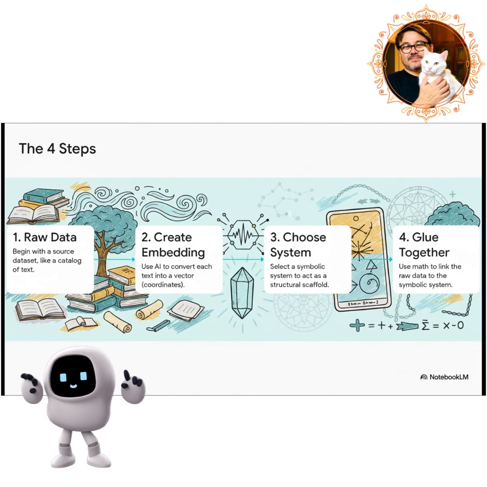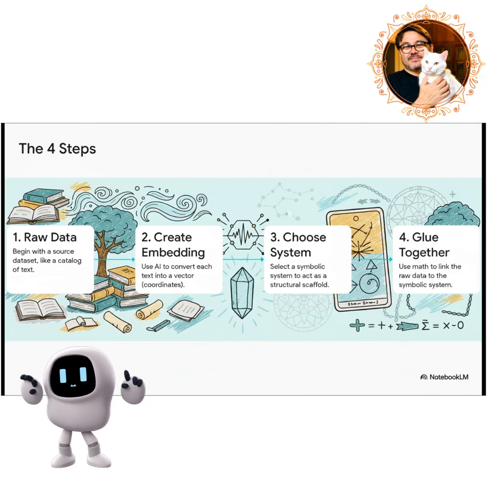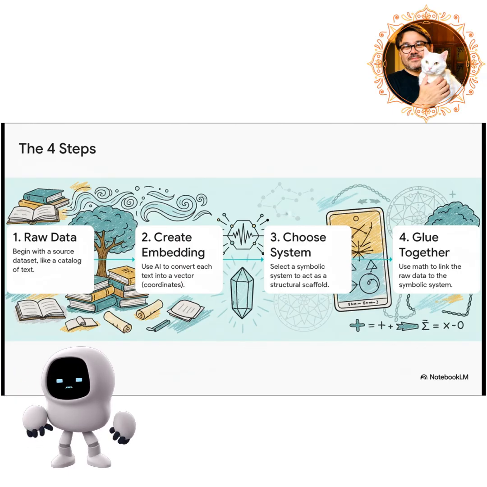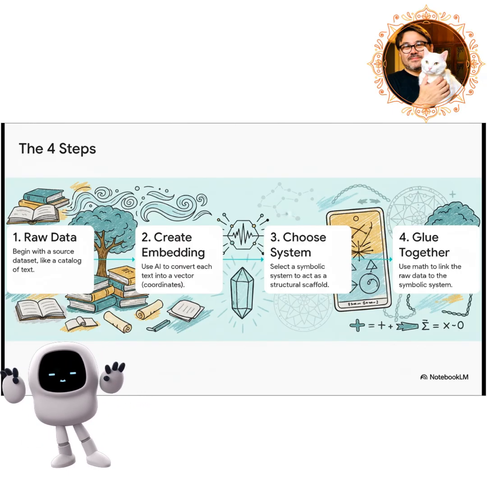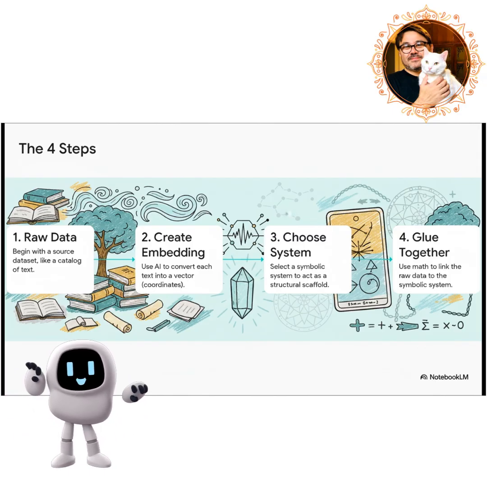Okay, so how does this data alchemy actually work? Well, it boils down to 4 main steps. It's like a recipe. First, you start with your raw data. Step 2, you use AI to create something called a vector embedding. Step 3, you pick a symbolic system. This is going to act like your map or your lens. And finally, step 4, you use a little bit of math to glue everything together. So let's walk through each one of these.